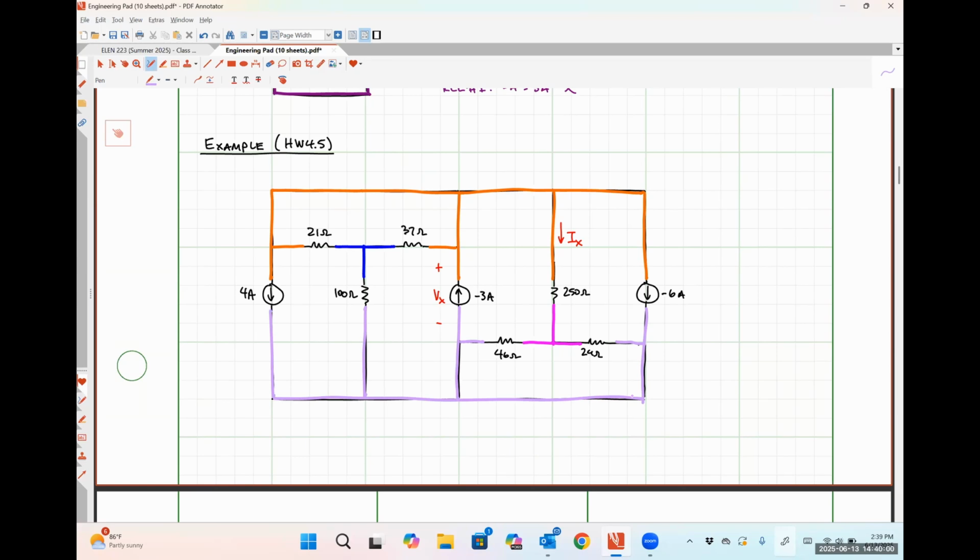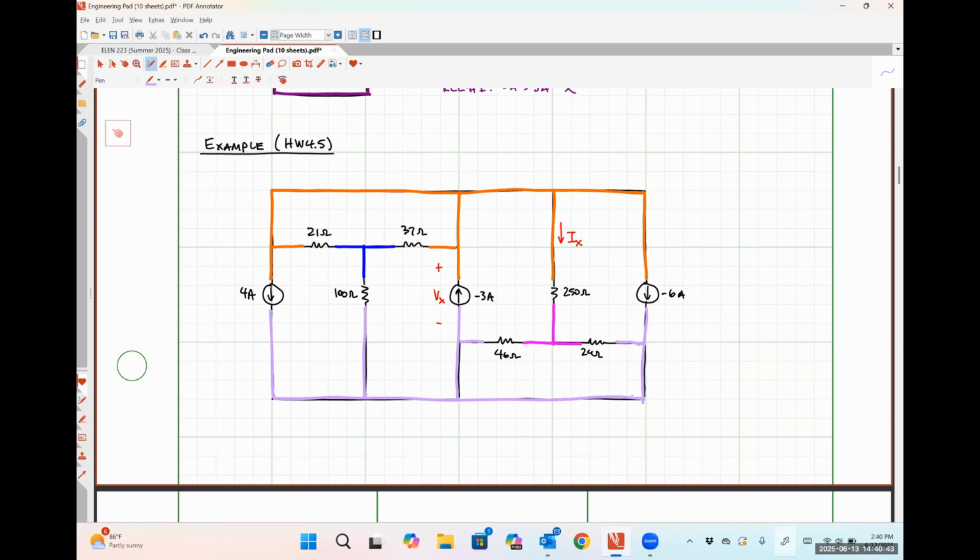Okay. So since I've identified my nodes in different colors, I talked about this earlier, but I like to use different colors because it lets me very easily see when things are connected in parallel. So for example, I can see that the 21 ohm resistor and the 37 ohm resistor are between the orange node and the blue node. And so that means that since they share both nodes, they must be in parallel. Very similarly, I can see that the 46 ohm resistor and the 24 ohm resistor are shared between the pink node and the purple node. So they must be in parallel as well.